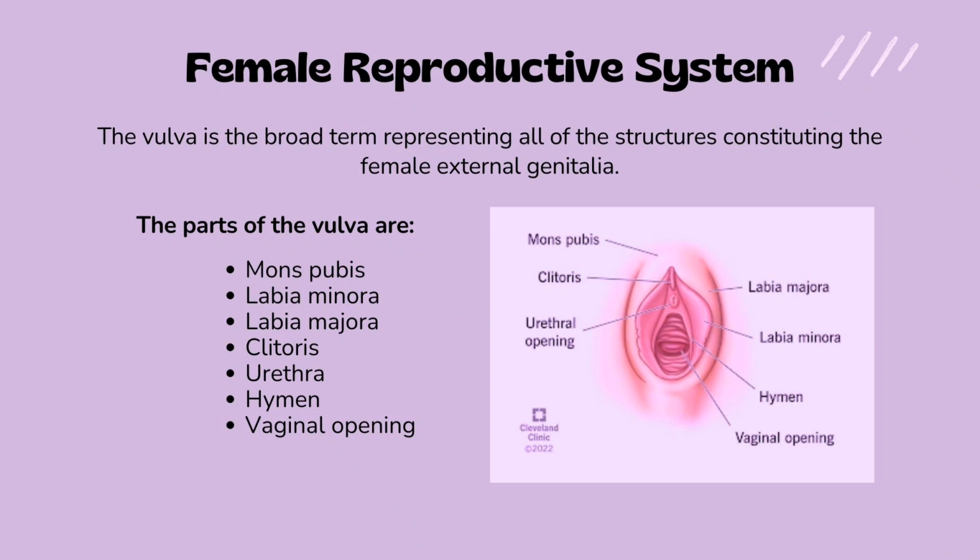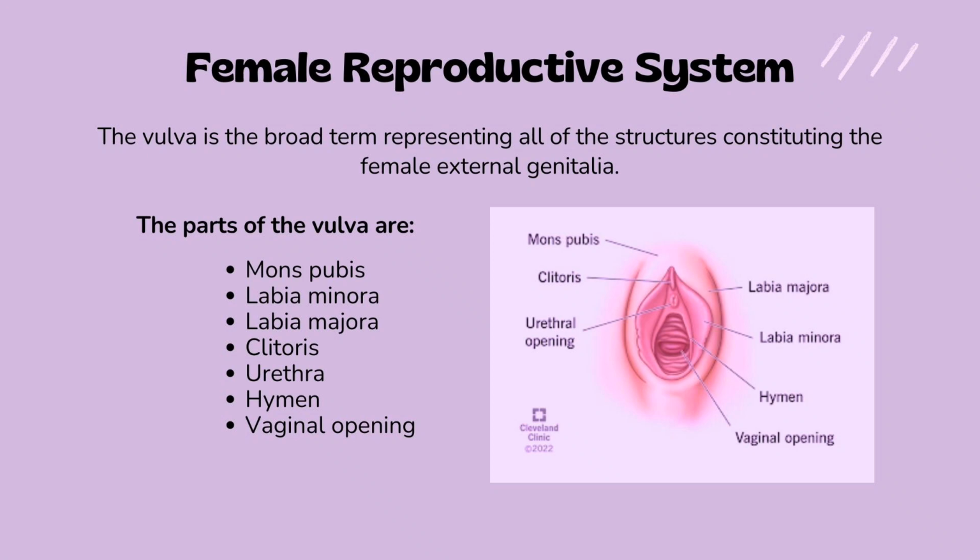Urethra. The urethra is a tube-like structure that carries urine from the bladder to the outside of the body. So the primary function of the urethra is to expel urine and serve as a passageway for urine to exit the body during urination. Next is the hymen. The hymen is a membrane that partially covers the opening of the vagina in females. The hymen does not completely cover it, nor does it serve a specific physiological function in the female reproductive system.